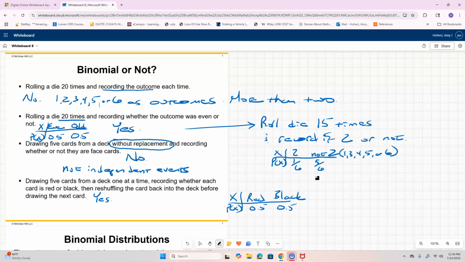But let's say we do a different one with the cards, something that's not 50-50. Let's say you record whether or not, you have a fixed number that you're going to draw. So let's say you draw 5, say you draw 6, it doesn't really matter. But let's say you're going to record if it's a heart or not.